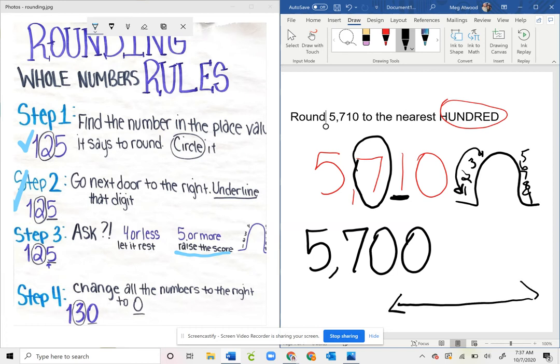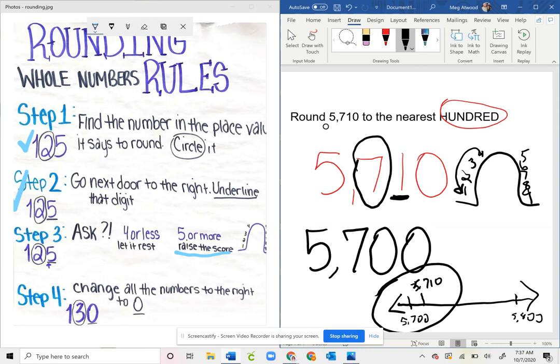Now, again, let's check on a number line. So we're changing our hundreds, right? So that means that over here would be 5,700 and over here would be 5,800. With 5,710, which would probably be right about here, would that be closer to 5,700 or 5,800? I think it's a pretty obvious answer that it would be closer to 5,700.